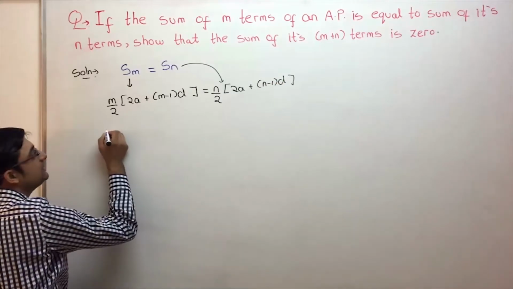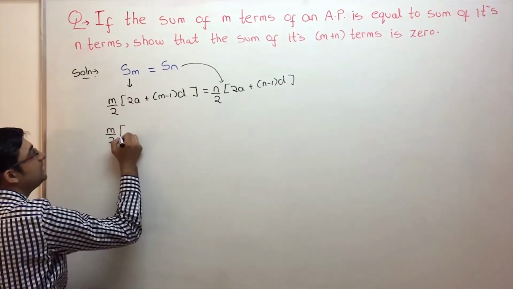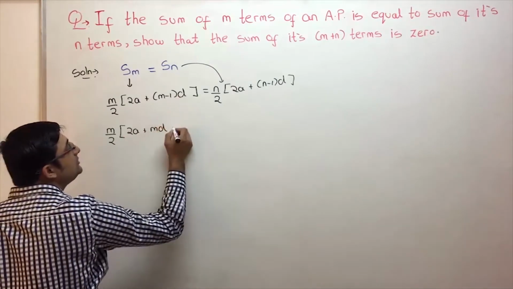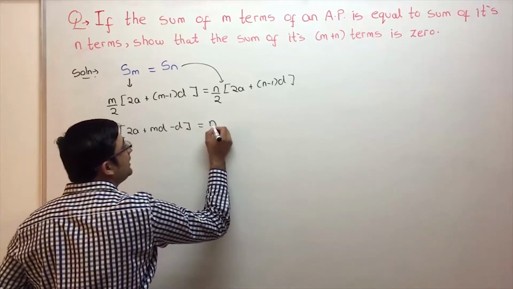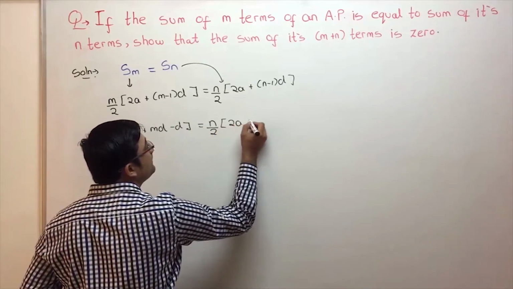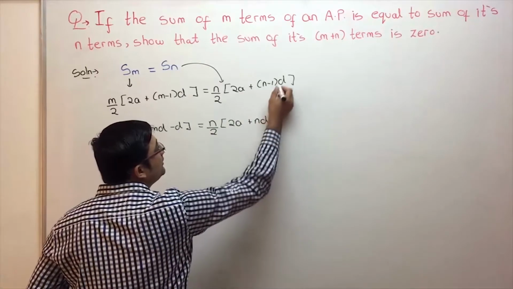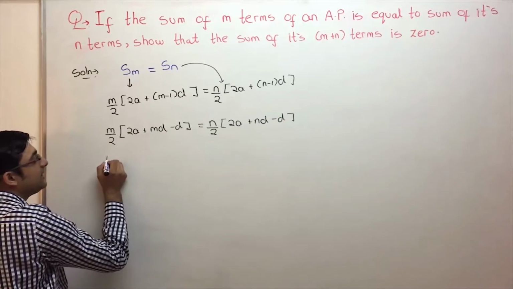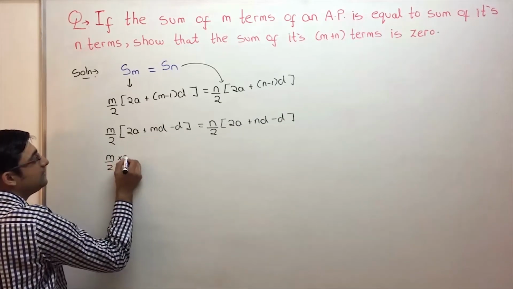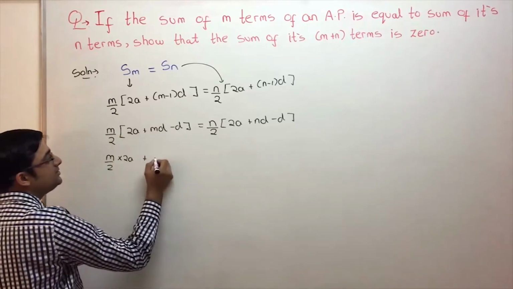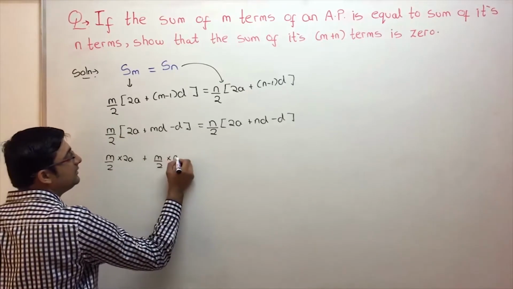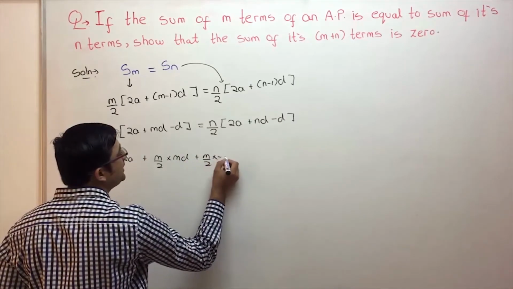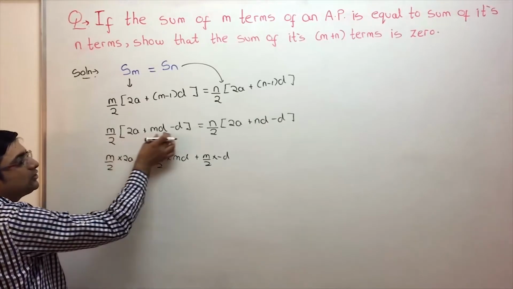So let's first simplify this. We get m by 2 into 2a plus m into d, md, minus 1 into d, minus d, is equal to n by 2 into 2a plus n into d, nd, minus 1 into d, minus d. Now let's open the bracket. So first we have m by 2 into 2a plus m by 2 into md, then plus m by 2 into minus d. Is this clear? So basically multiply m by 2 with each term.